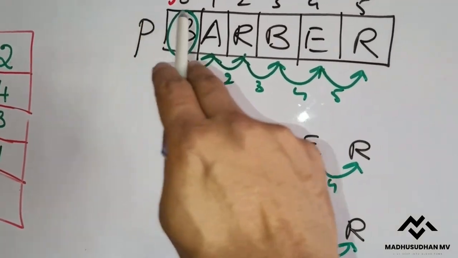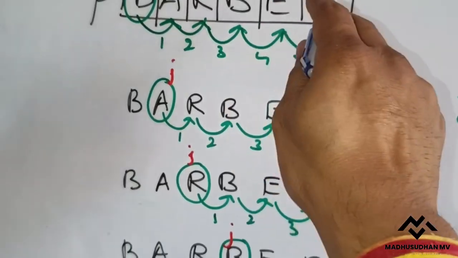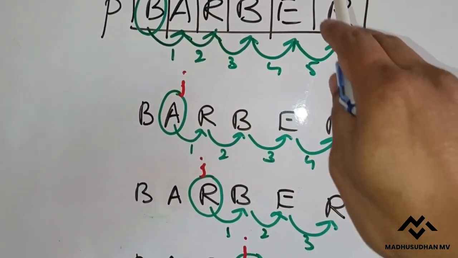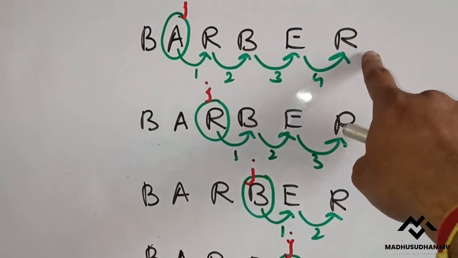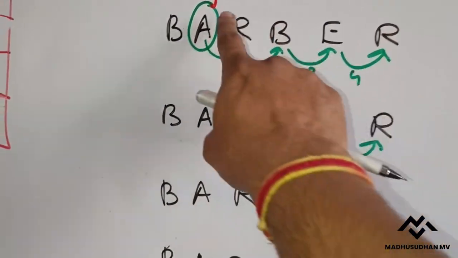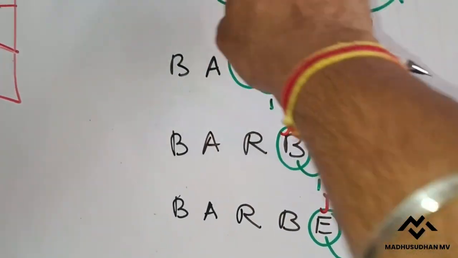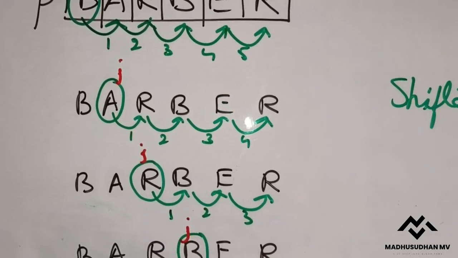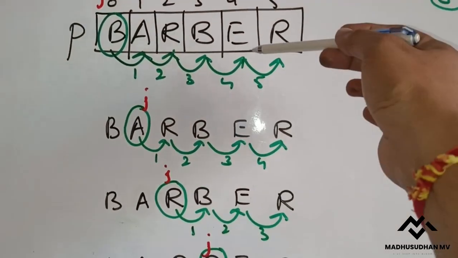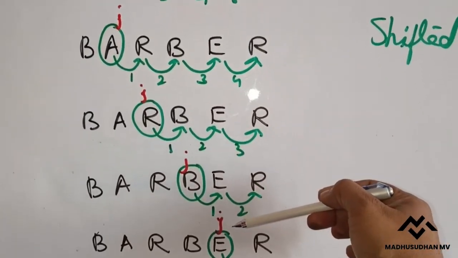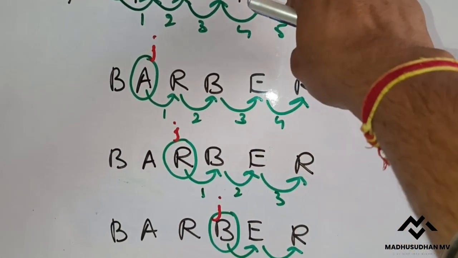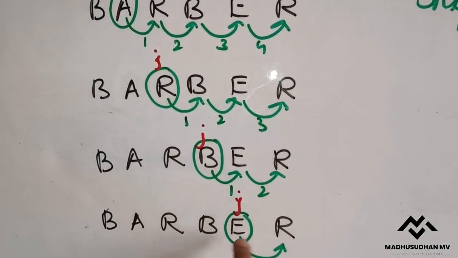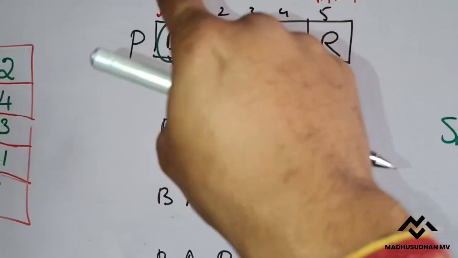Now B is at J value 0. The last character is 5. So 5, right? 1, 2, 3, 4, 5. So that means M minus 1 minus 0. Similarly, see here the last character is M minus 1. This is index minus 1. This is 4. 1, 2, 3, 4. See, this is at a distance 5. These are at distance 4, these are at distance 3, these at distance 2, these at distance 1. It keeps decreasing: 5, 4, 3, 2, 1. So that means M minus 1, 5 minus 0, 5 minus 1, 5 minus 2, 5 minus 3, 5 minus 4. In general, M minus 1 minus J.